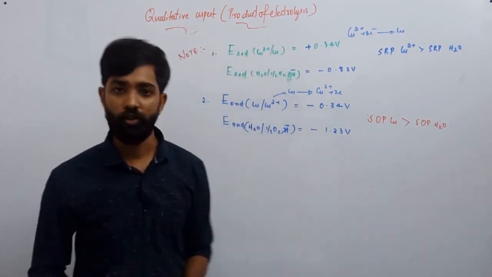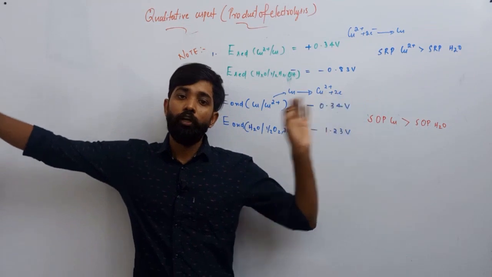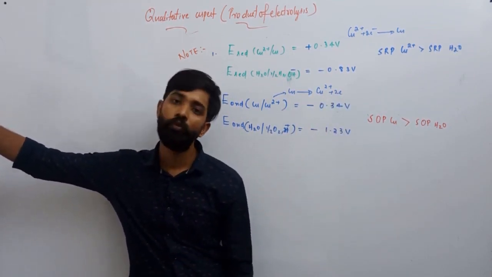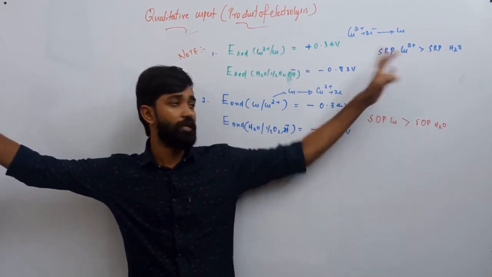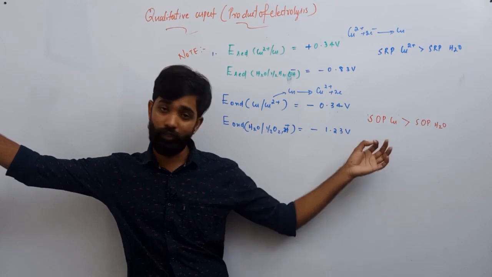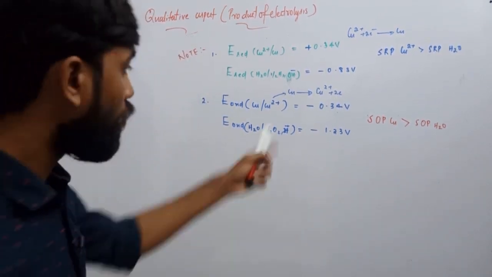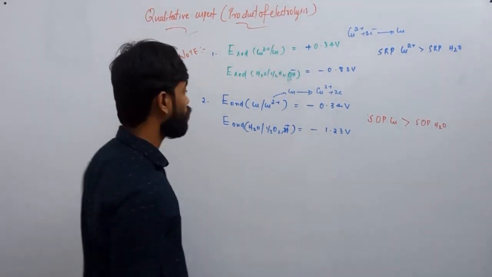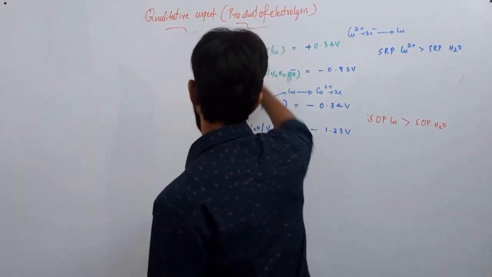So this is a concept. Okay. So if there is a competition for reduction between Cu2 plus and water, then Cu2 plus will be reduced because its standard reduction potential is greater than water. And if there is a competition for the oxidation of copper and water, then copper will oxidize because its oxidation potential is much greater than water. Ready? So keep that point in mind. Fine. So that's all about the cases.